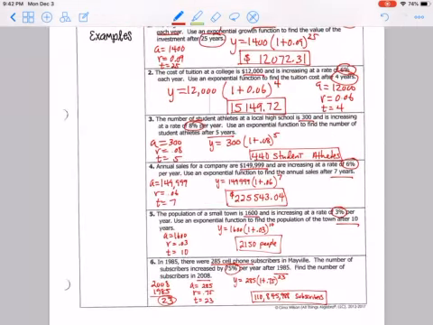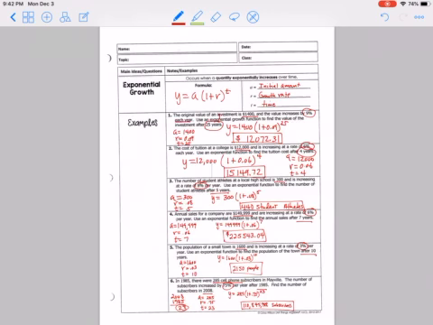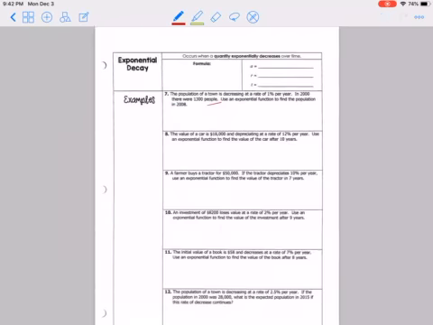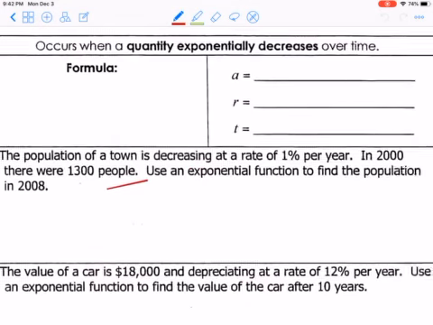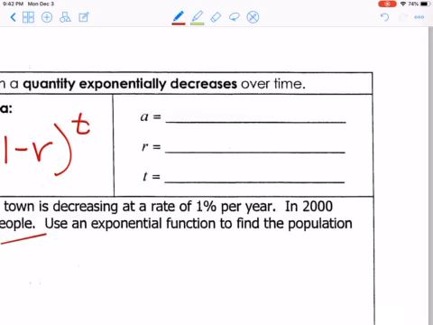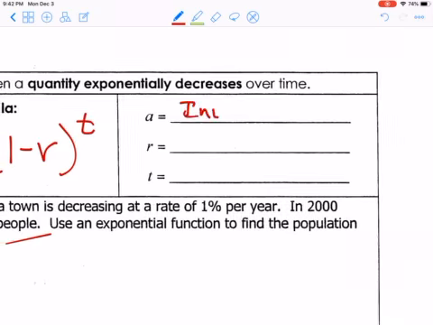So this is what it looks like when it's growth. When it's decay, it's going to be the same, except the decay means that it's subtracting. So the same thing, our decay formula is Y equals A times 1 minus R raised to the T, where A is still initial, R now is decay rate, and T is time.